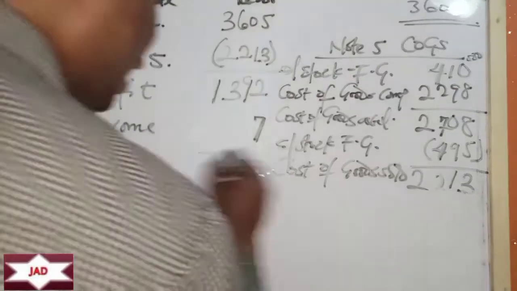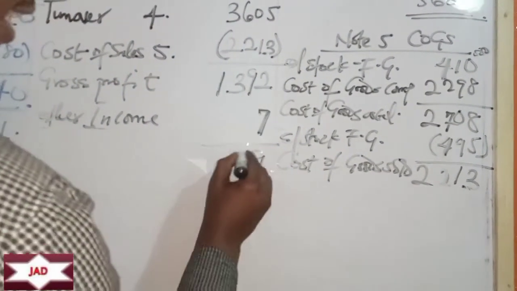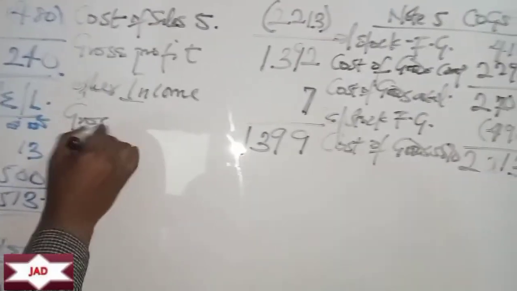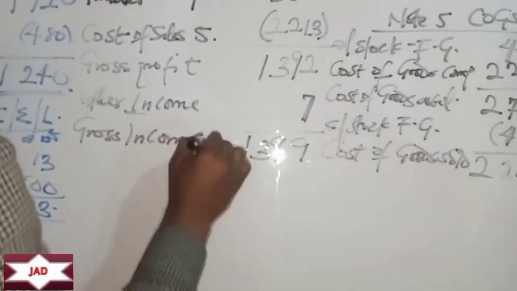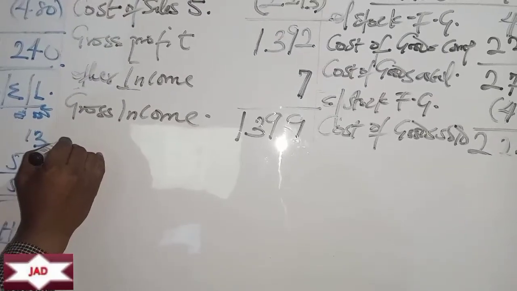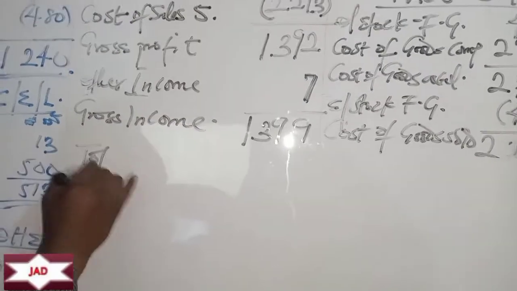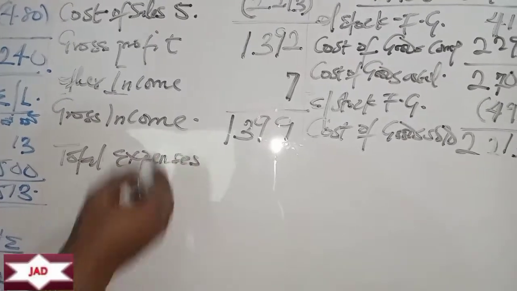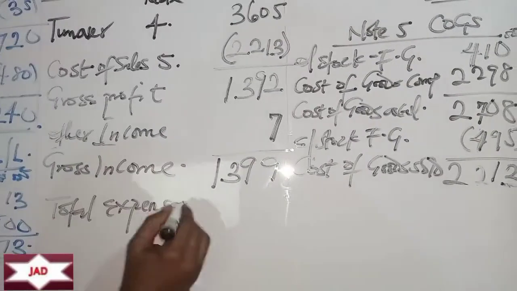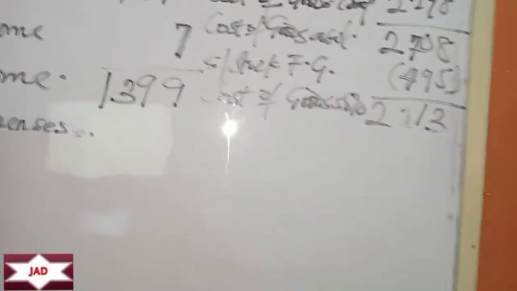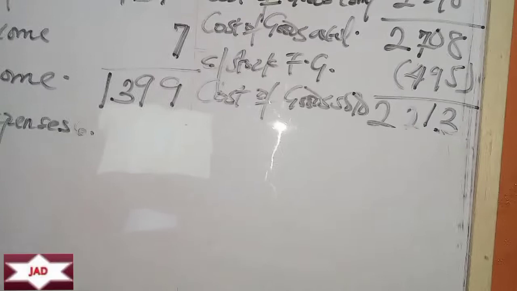So when we add up, we have 9, 9, 3, 1. So this is more like your gross income. Okay? So the next one, let's take out our total expense, which comprise of, let's call this note 6, all the indirect expense.